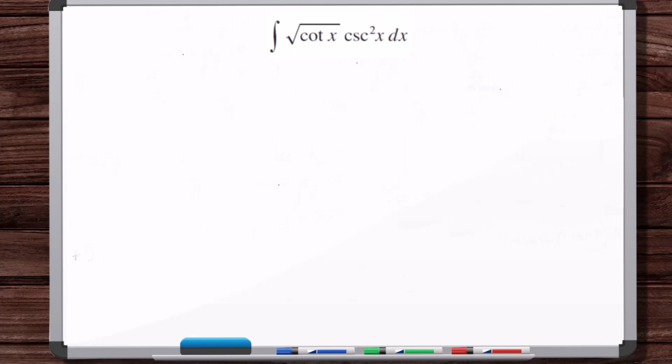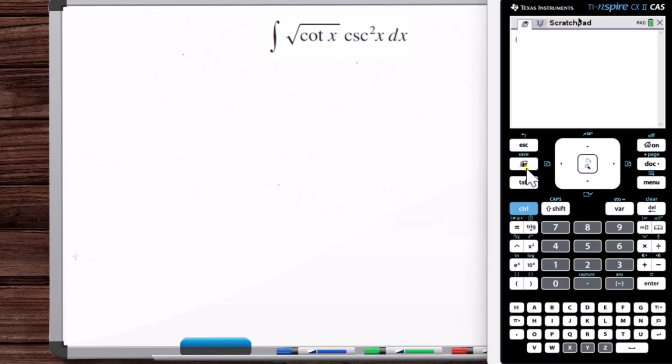Okay, what is the derivative of cosecant? Okay, what about cotangent?